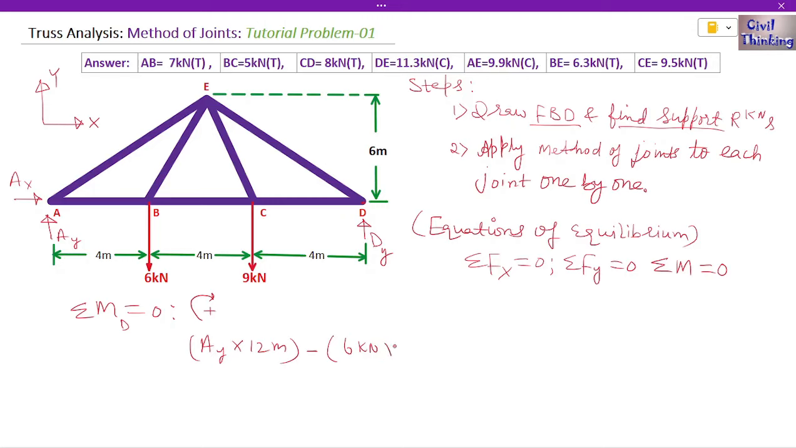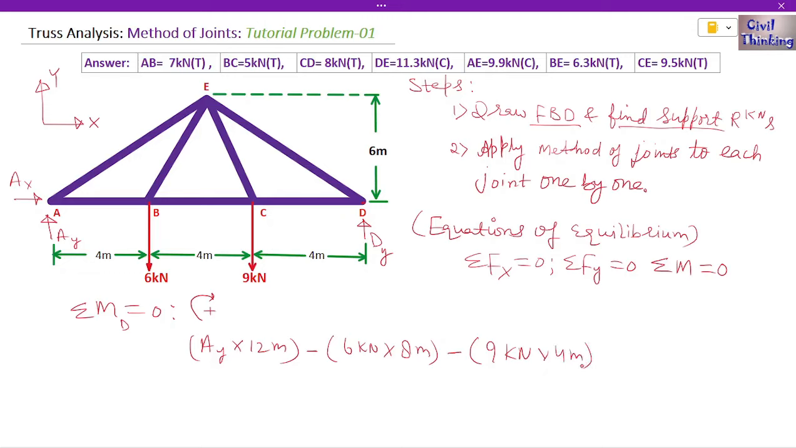6 kilonewton multiplied by how far is 6 kilonewton normally from point D? The normal distance between 6 kilonewton and point D is 4 plus 4, right? So it is 8 meters. Now again, this 9 kilonewton is going to exert an anti-clockwise moment at D. So again, it is going to be negative 9 kilonewton. What is the normal distance between 9 kilonewton and D? It is 4 meters.